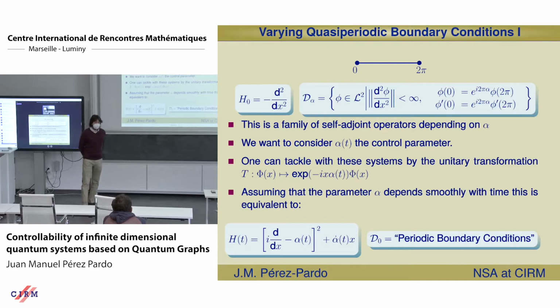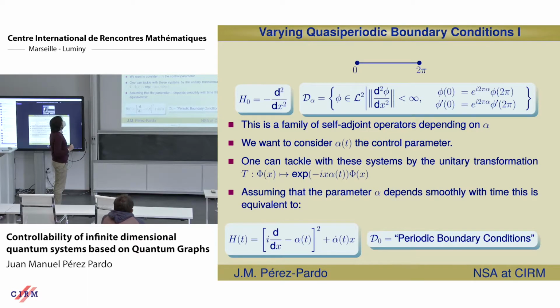And I'm going to consider these so-called quasi-periodic boundary conditions. So they're not periodic. I'm just going to assume that there is some phase that relates the trace of the function at one edge and at the other. Okay, and what we want to do is let this phase depend on time and use that value as the control parameter. Now, of course, we have an operator that does not depend on time. So the operator itself does not depend on time. The time dependence that we are going to build in is encoded in the boundary condition.